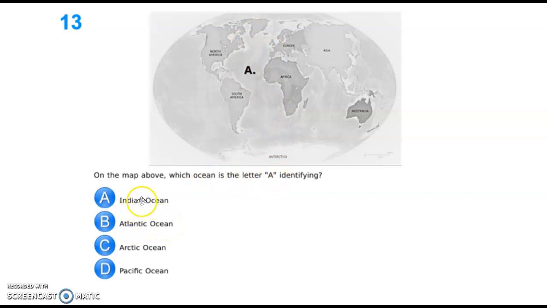If we were looking at the Indian Ocean, it is right over here. C, the Arctic Ocean, is right up here. And D, the Pacific Ocean, you have it here, and you also have it over here because of the way that this map is split. So the hemisphere that it's showing you, you have the Pacific over here and the Pacific over here.